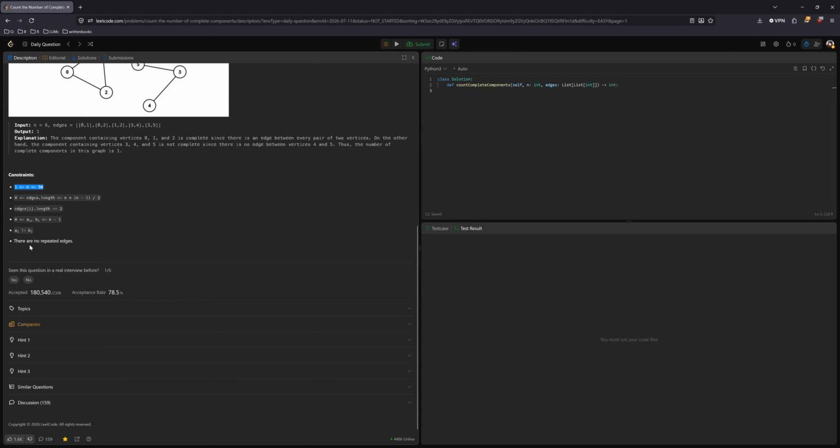Okay, a does not equal b, there are no repeated edges. I think we still probably want a union find. Why? There's no real reason, we could just go through every single one of these. Union find, whatever. Okay.